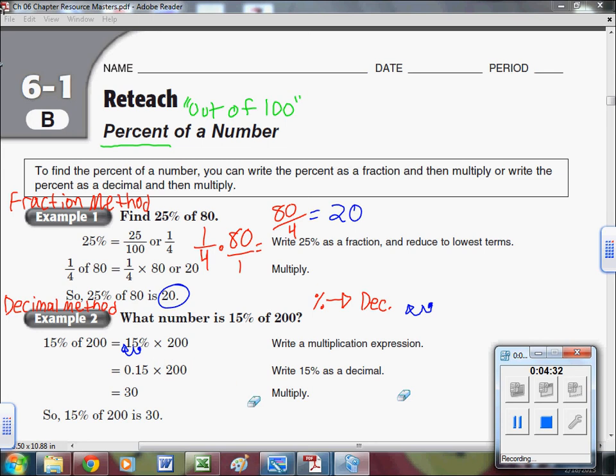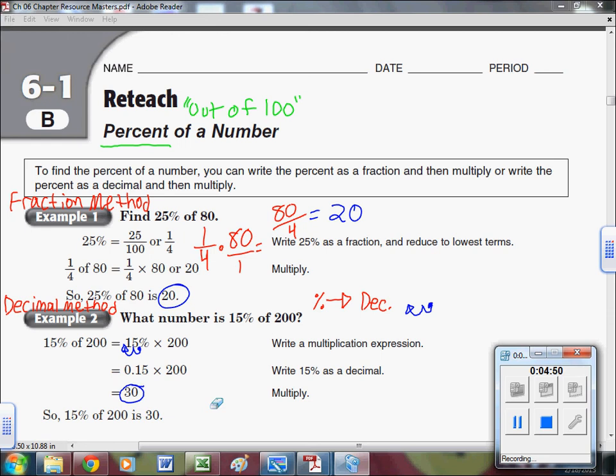In this chapter, I don't mind you guys using calculators. We're focusing more on the problem-solving aspect. So 0.15, you either do it with a calculator or with long multiplication. Multiply that by 200, you're going to get 30. And that's how you find 15% of 200.